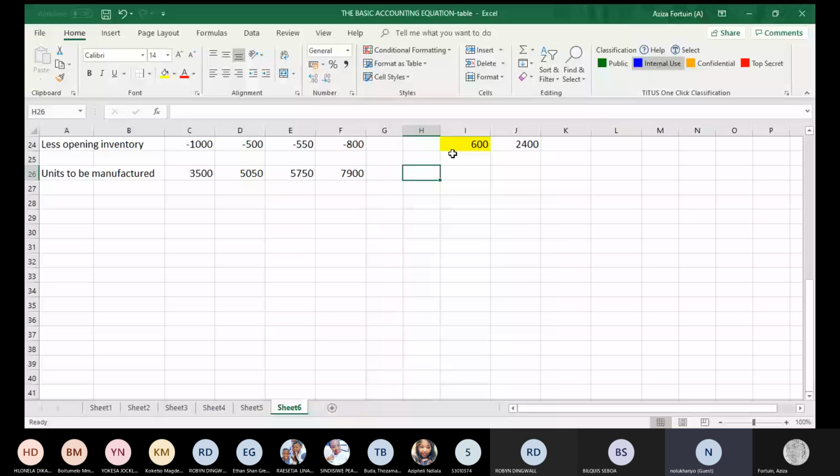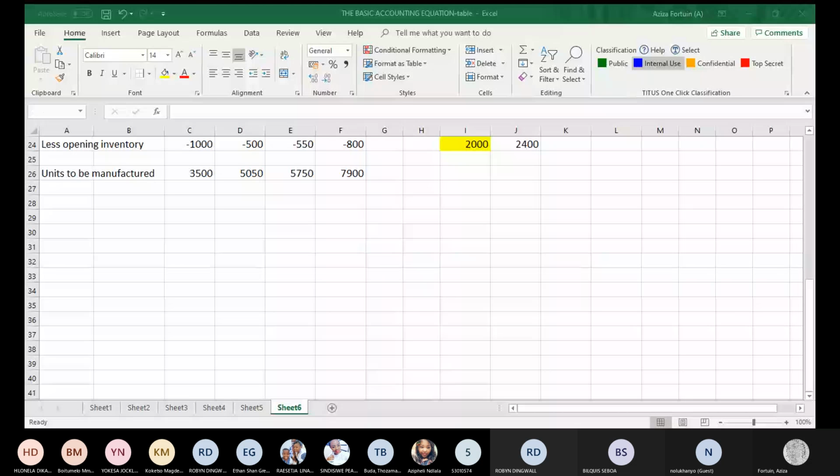Can you just mute your mics, please? People just keep your mics muted and then just unmute when you need to.